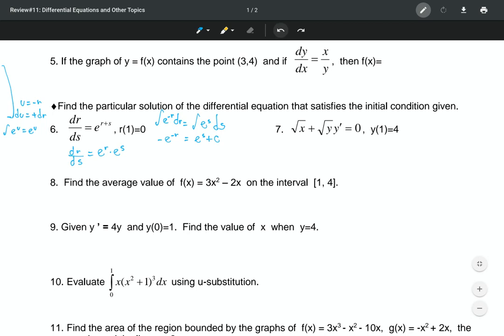Okay. So anyway, since I want to find the particular solution to the differential equation, we're going to use the initial condition. Let's say r of 1 is equal to 0. So when s is 1, then r is 0. So it's going to be 0 power here, and this is e to the first plus c. Now e to the 0 is 1.